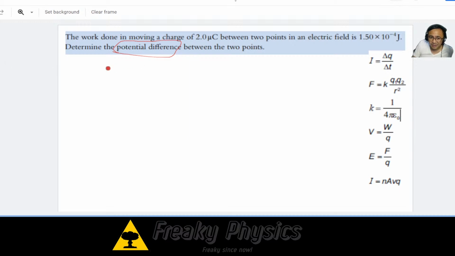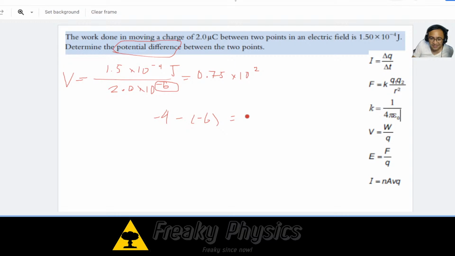Okay. Remember, this is 1.5 times 10 to the minus 4 joules, right? Divide by, V would be this, right? Divide by 2.0 times 10 to the minus 6. That's going to give us 0.75 times 10 squared. Because with negative 6, you're going to have to do negative 4 minus negative 6, right? That's going to give us 2.